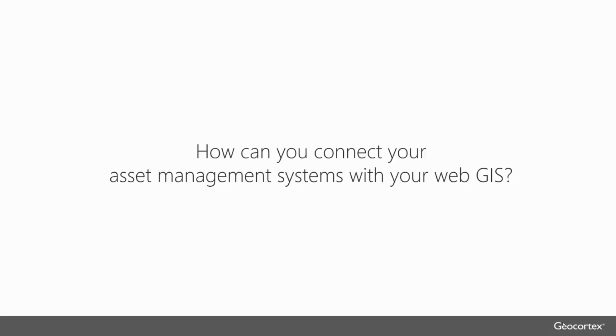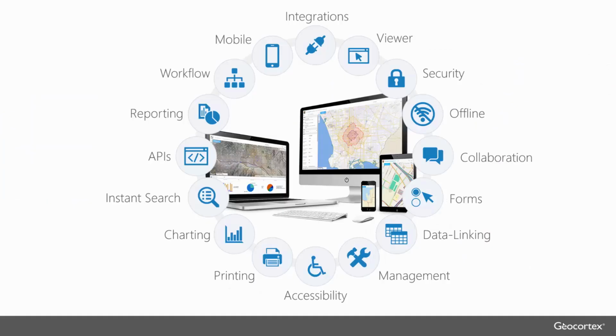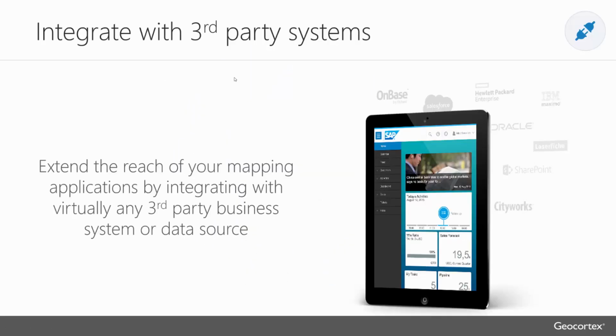So how can you connect your asset management systems with your WebGIS? Well, Geocortex Essentials comes with an array of different capabilities which make this possible, primarily our integration capabilities. Geocortex Essentials is kind of like the glue that's able to hold together different integrations with different third-party systems. One of the ways you can integrate with different systems is also using our workflow technology, which is that form-driven process that I showed earlier.